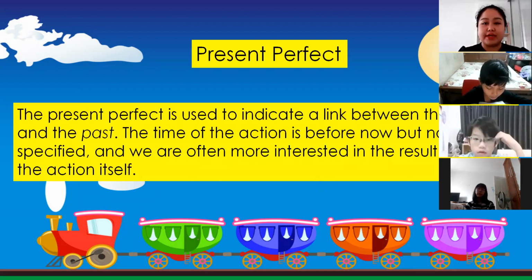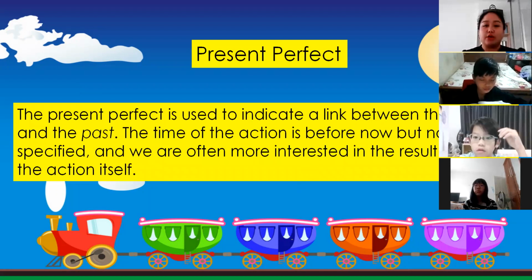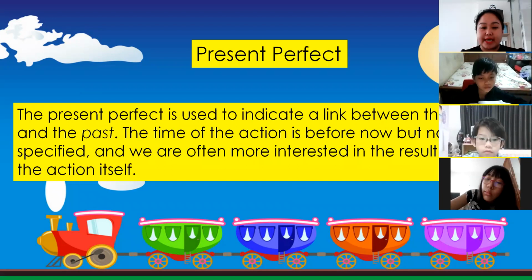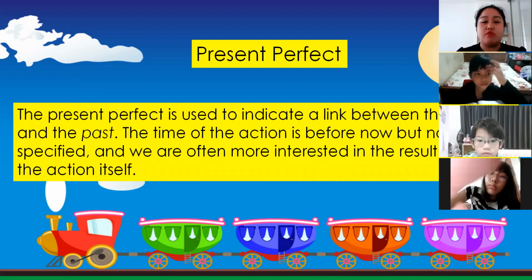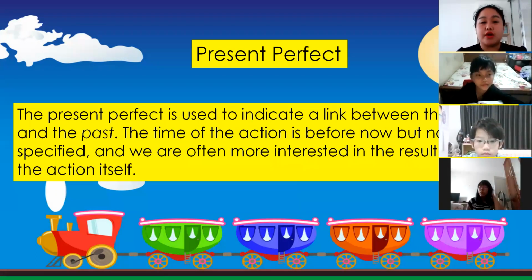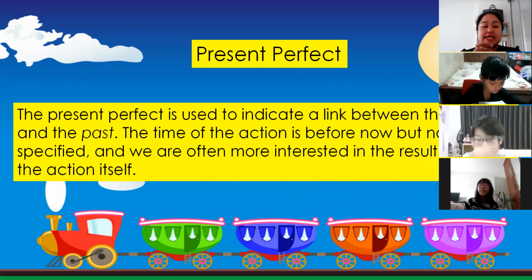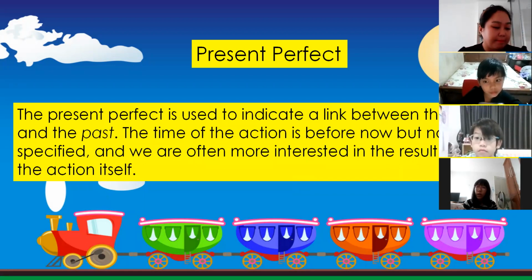The present perfect is used to indicate a link. What do you mean by link? A connection between the present and the past. The time of the action is before now, but not specified. We are often more interested in the result than in the action. Always remember that present perfect is a link between the present and the past.